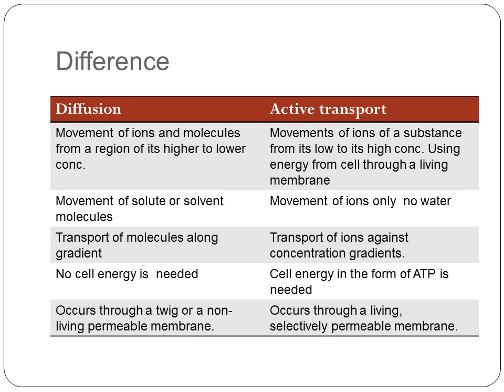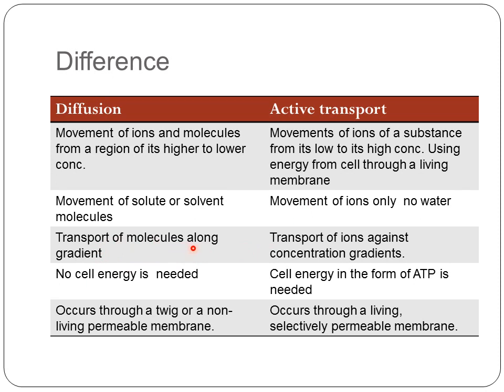What is happening in diffusion? The movement of ions and molecules from a region of higher concentration to lower concentration. What is happening in active transport? The substances are moving from a lower concentration to a higher concentration, using energy from the cell, which is actually ATP or ADP, through a living membrane. In diffusion, there can be a solute or a solvent molecule, but in active transport, there are only ions moving along the cell, no water.